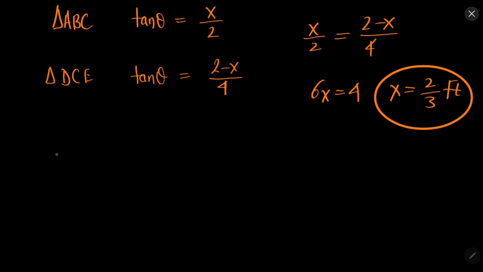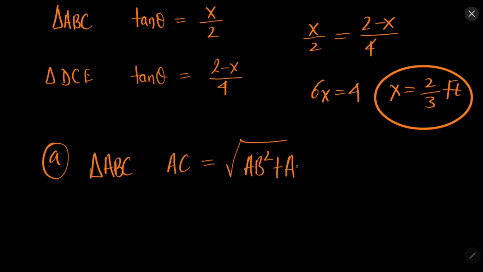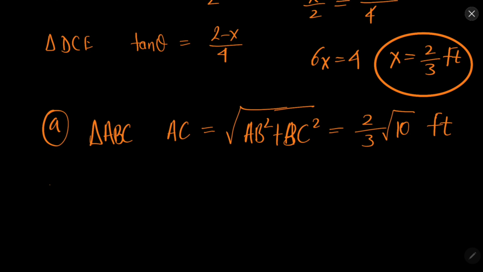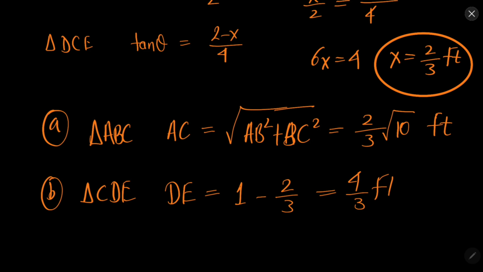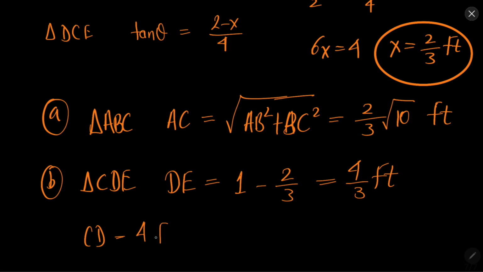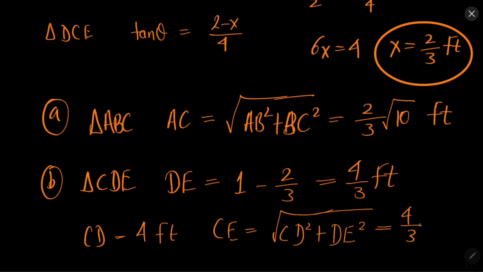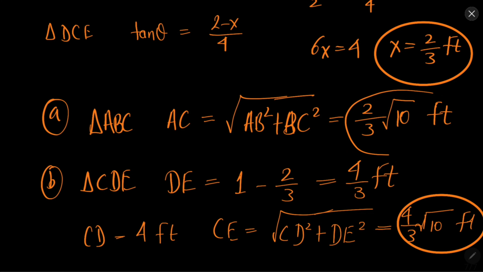So we have got x. First of all, if we want from the center, then AC will be the thing that we need to find. So it will be root of AB square plus BC square, which will be 2 by 3 root 10 feet. And if from the rebound point, then D will be the distance. So it will be 2 minus 2 by 3, that is 4 by 3 feet. So CD will be 4 feet. And because of that, CE will be root of CD square plus DE square, equal to, after solving, 4 by 3 root 10 feet. So this is from the rebound point, that was from the center point.